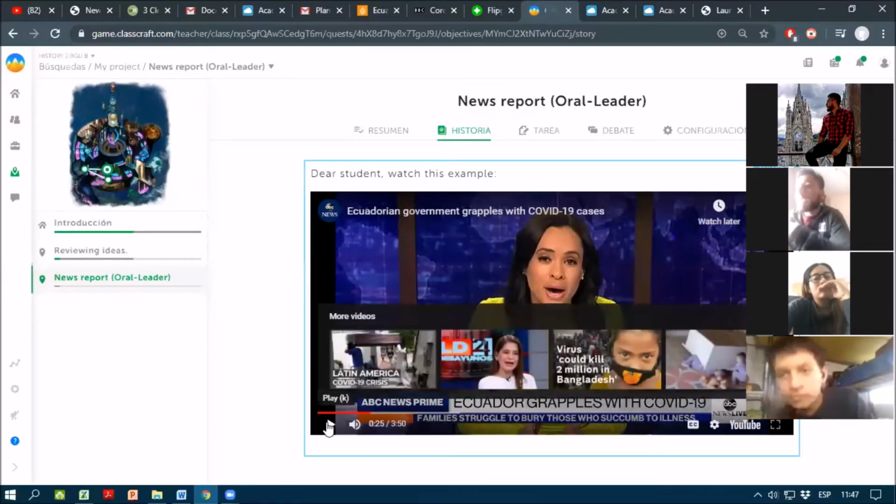Yes. So, for example, here you can start with a presentation about how the COVID affects all the world. Nowadays, or in this month, in June, the coronavirus COVID is affecting. And then, in the same news report, in this Ecuadorian government.